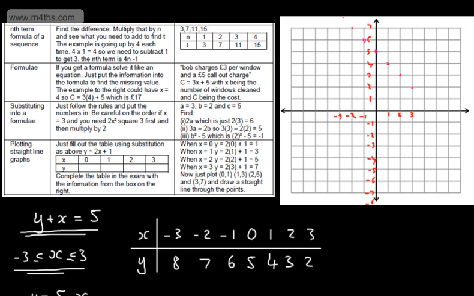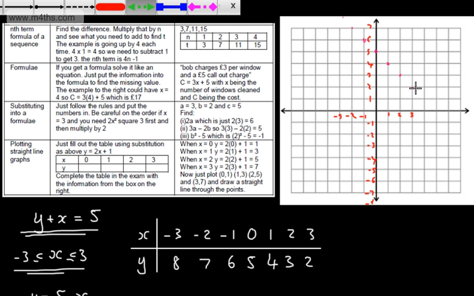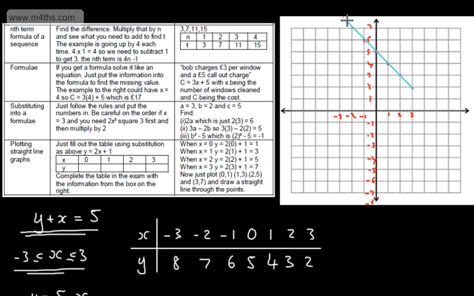So what I need to do now is simply draw a line through that, and we can say that that is that particular line. Now, y plus x is equal to 5 for those values. So entirely up to you on how you want to deal with that.